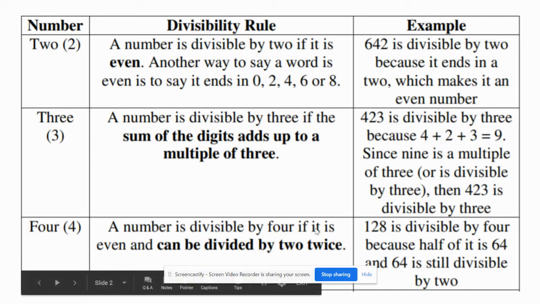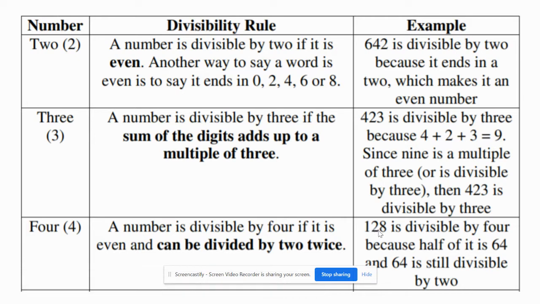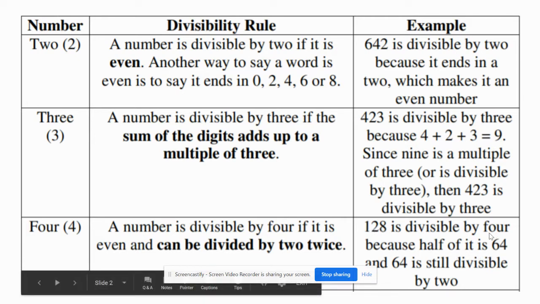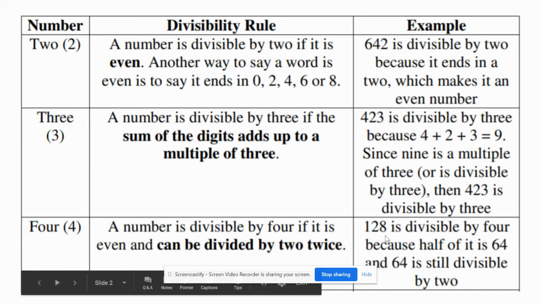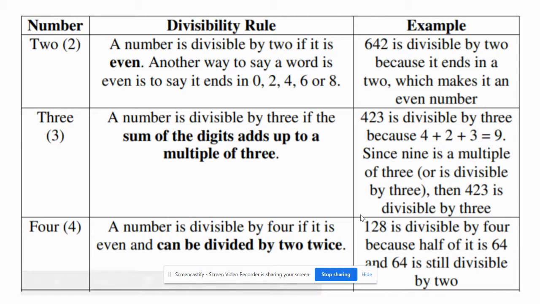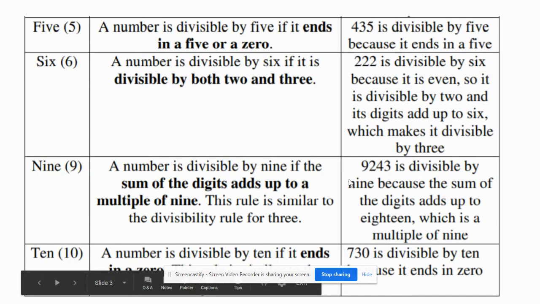A number is divisible by 4 if it is even and can be divided by 2 twice. So if you take 128 and divide it in half, you get 64. And if you divide it in half again, you get 32. So since it can be divided in half evenly twice, you could have just started out by dividing 128 by 4 and gone directly to the 32. Pretty awesome, if you want to ask me.